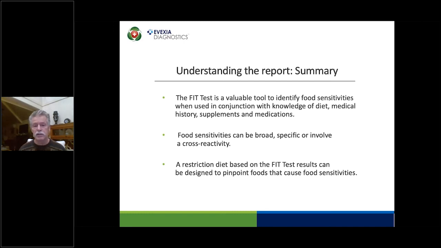The elimination diet is really the gold standard. The FIT test tells you you're positive for an antibody, and that may be responsible for symptoms, but when you remove it from the diet and then reintroduce it, if that food then causes a problem, then you've identified the food that will induce certain symptoms. What the FIT test does for you is narrow it down and tell you the most likely candidates that will cause a food sensitivity, so as to make an elimination diet much easier to construct.